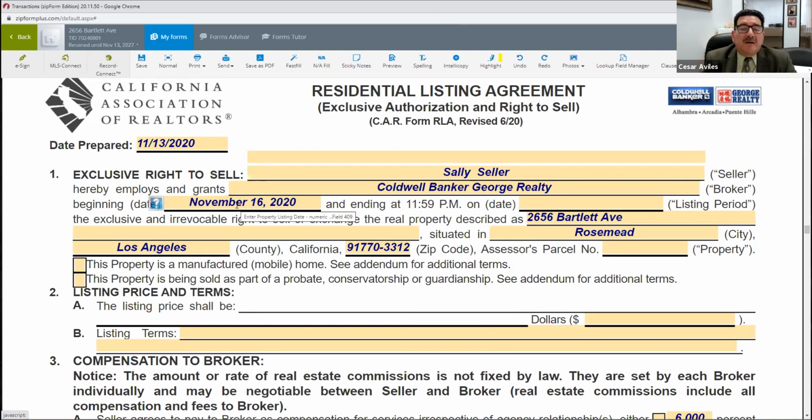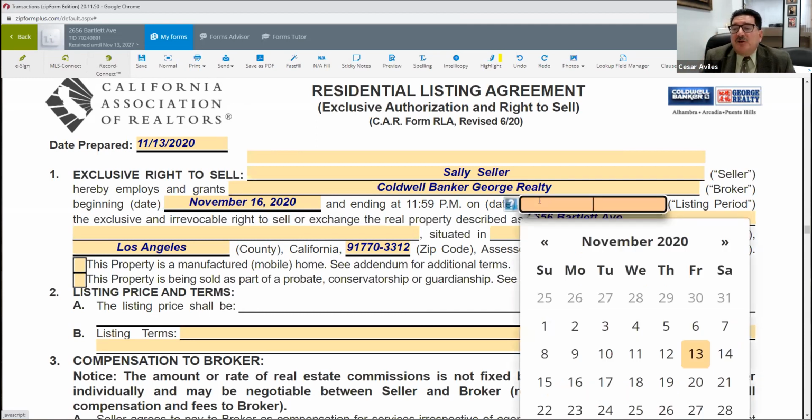The only problem is that tomorrow, the 14th, the seller can sell the house, right? They say, oh, we're going to be listing with Coldwell Banker George Realty. And then this guy comes up and says, why? I'd like to buy your house right now and we can save the commission. That seller can sell it without you getting paid. Ouch. Because the listing agreement starts November 16.